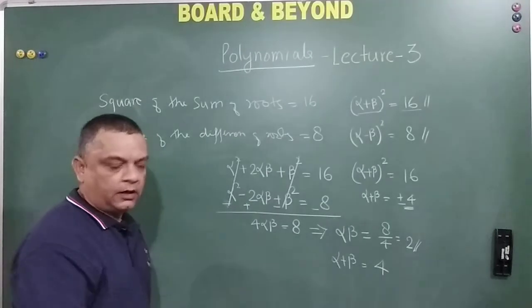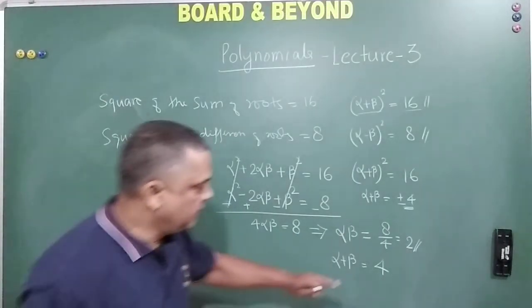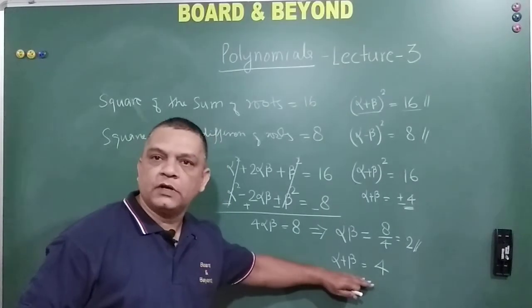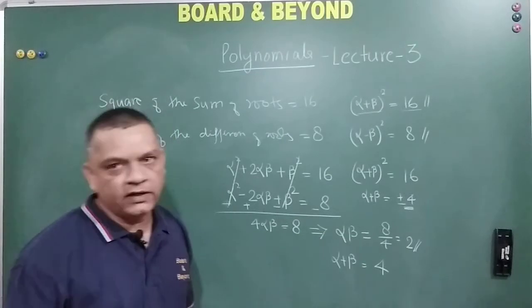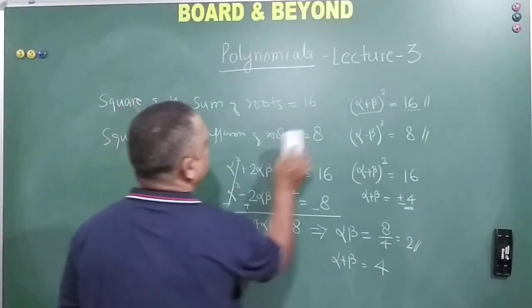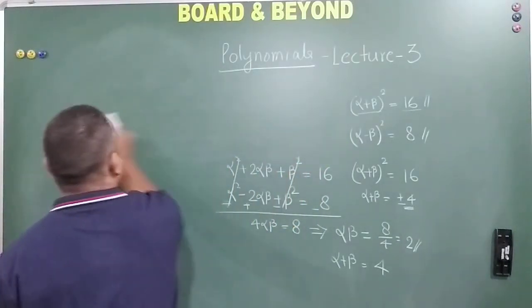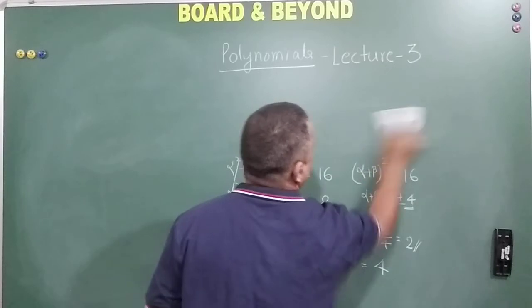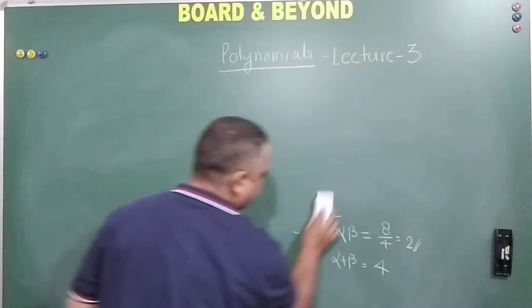Now look here my friends, you have the sum of the roots and you have the product of the roots. Now can you write a quadratic equation? Yes, you can do that. Let me rub this question off. I will just use the sum of the roots and the product of the roots.